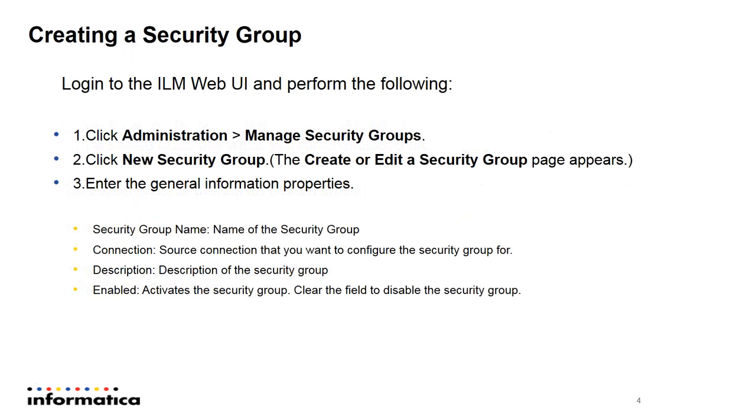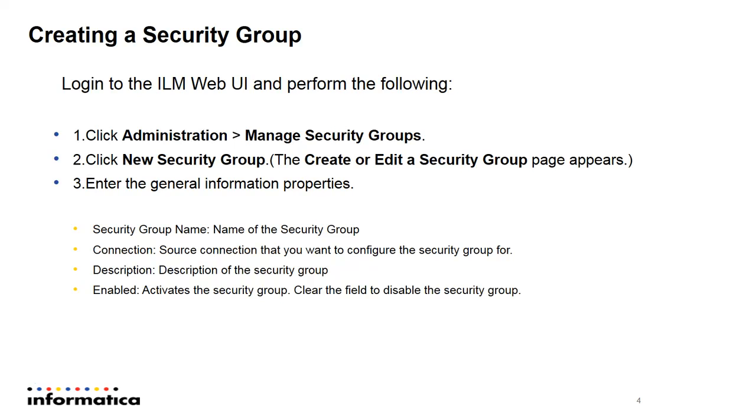How to create a security group? For creating a security group, we need to log into the ILM Web UI. Then we need to go to Administration and Manage Security Groups. There, the existing security groups will be listed. We can also click on New Security Group or edit an existing one.